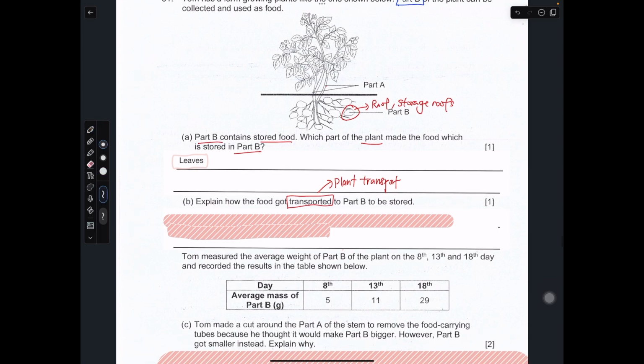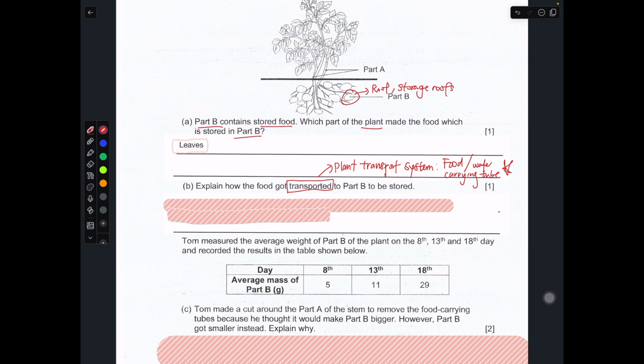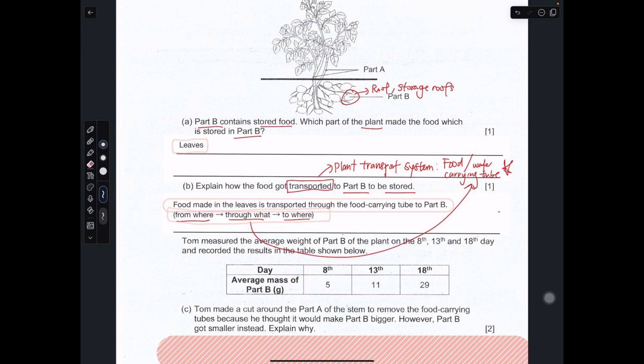Plant transport system. So whenever plant transport is involved, things like food carrying tube, water carrying tube must be mentioned, okay? Or at least you will need to relate to them. Okay, so how did the food get transported to B, and how is it being stored there? So usually we will say, where is it from, through what, to where. Through what is usually your tube, which is found inside the stem. Okay, so this is how you could answer.